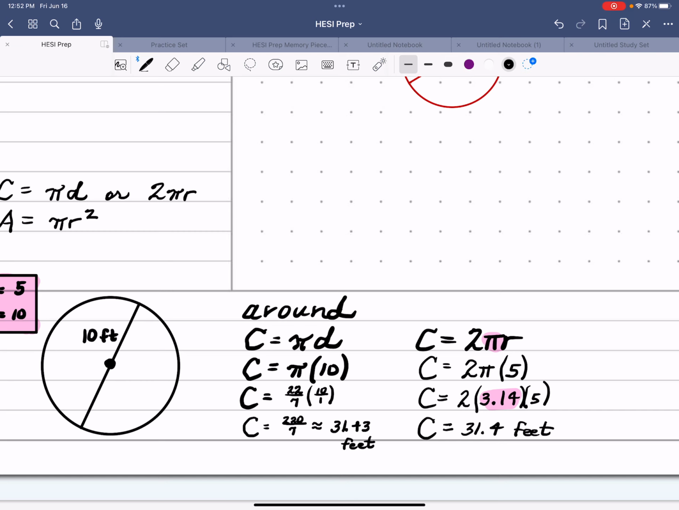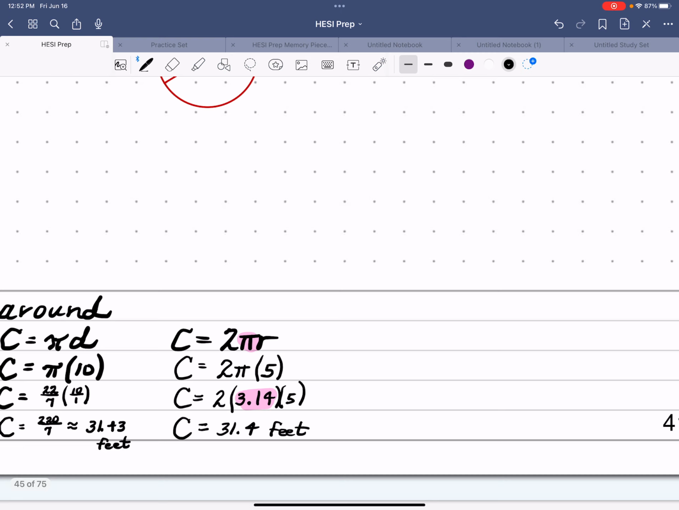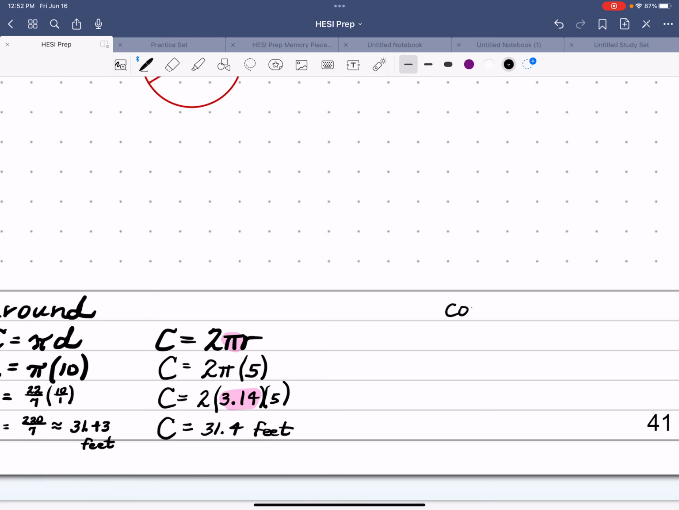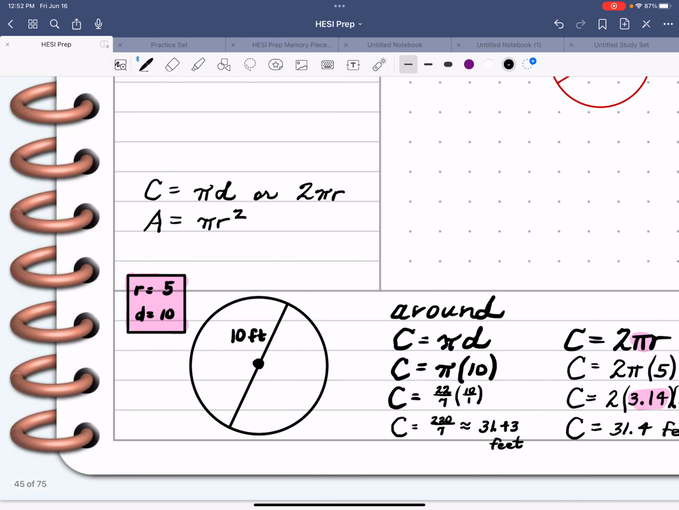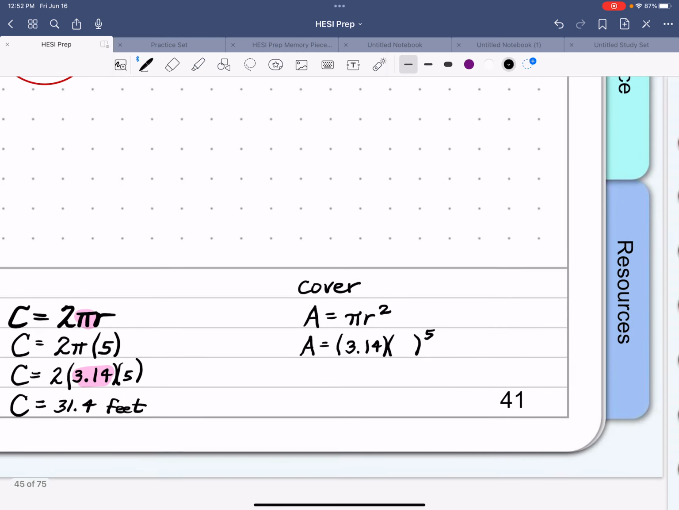Okay, let's say that we want to put a cover on the swimming pool. So now I'm not going around the swimming pool, I'm covering the surface. So that is an area problem. Pi r squared. So A equals, again, I'm going to use 3.14. Be careful, this time it calls for r. So look back at your box and you see that r is 5.